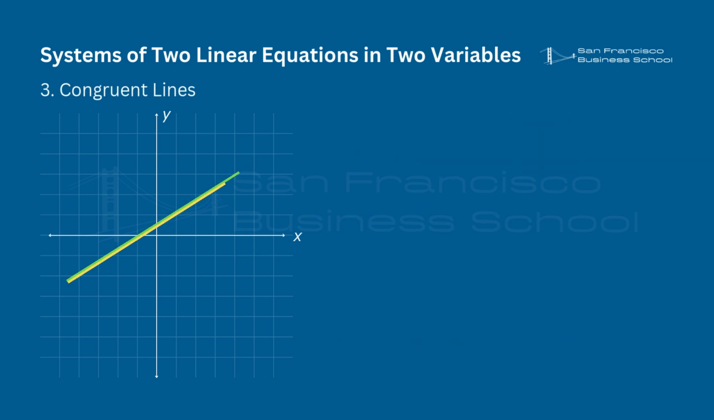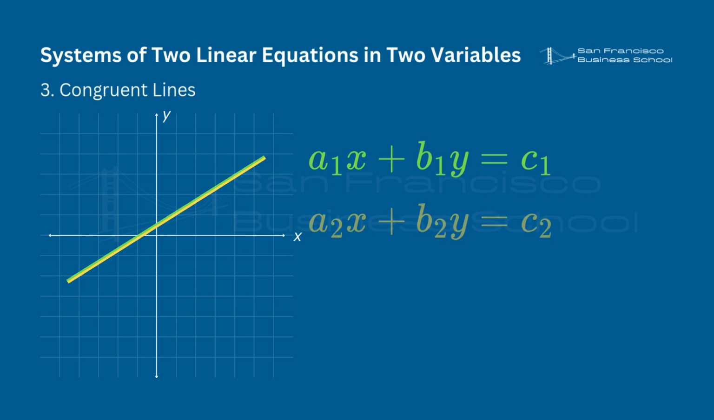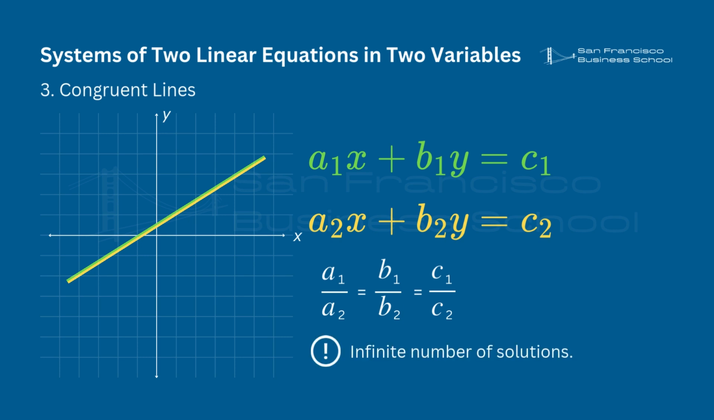3. Congruent lines. For the two equations in the form of a1 times x plus b1 times y equals c1, and a2 times x plus b2 times y equals c2, these lines are congruent if a1 over a2 equals b1 over b2, and this is also equal to c1 over c2. There are infinite solutions for these two lines, as any point in any of these lines will also be present on the other line.